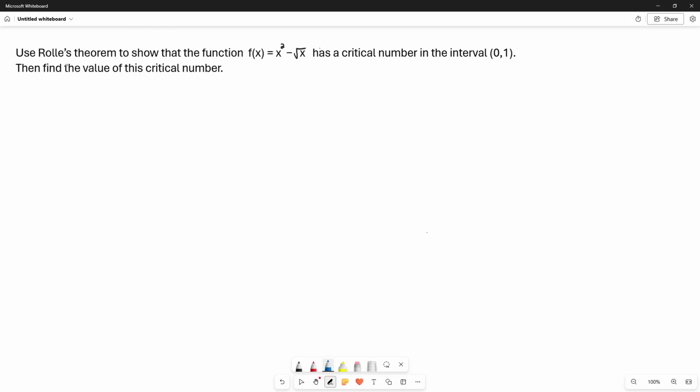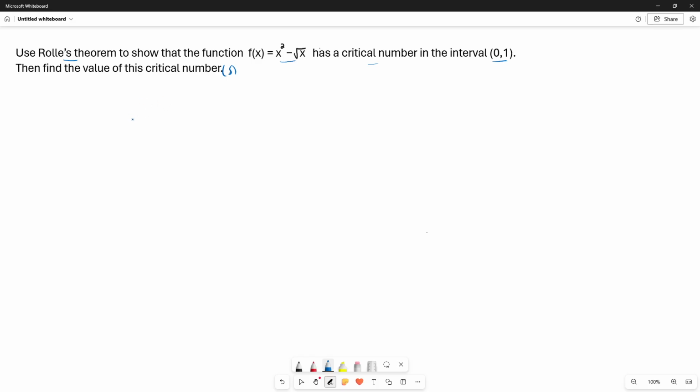Use Rolle's theorem to show that the function x squared minus the square root of x has a critical number in the interval 0 to 1. Then find the value of this critical number, or critical numbers. There might be more than one.